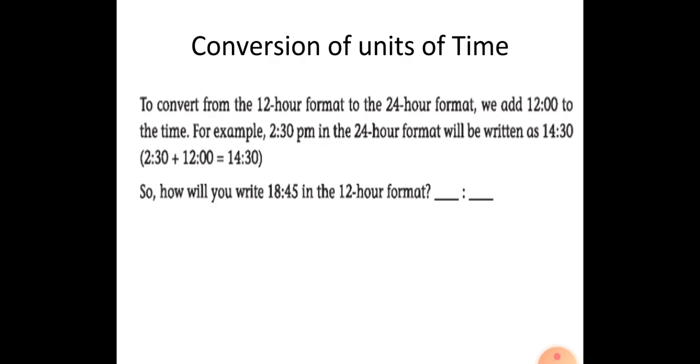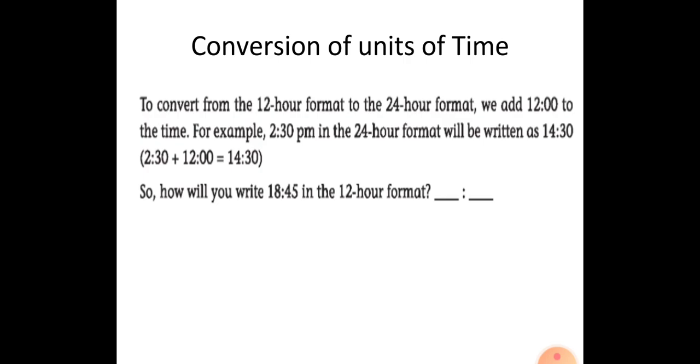Conversion of units of time. To convert from the 12-hour format to the 24-hour format, we add 12 to the time. For example, 2:30 p.m. in the 24-hour format will be written as 14:30. That is, we add 12 to 2:30. So 2:30 plus 12 is 14:30.